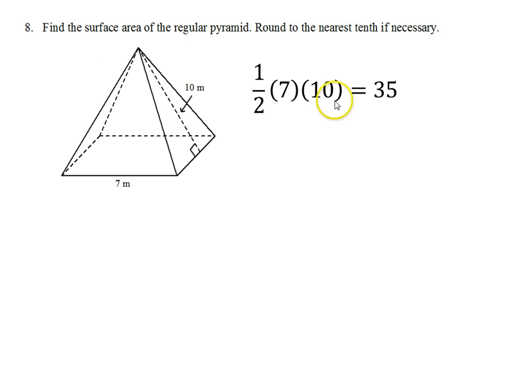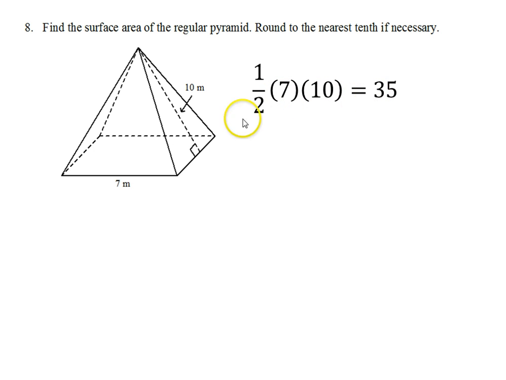What I'm doing right here is finding the area of just one of the triangles. 1/2 base times height is how you find the area of a triangle. If I look at this triangle, the base is 7. I know that because this is 7 and we're told it's a regular pyramid. Then we multiply that by the height, which is indicated here, which is 10, and then by a half, because the area of a triangle is 1/2 base times height. 1/2 times 7 times 10 is 35.